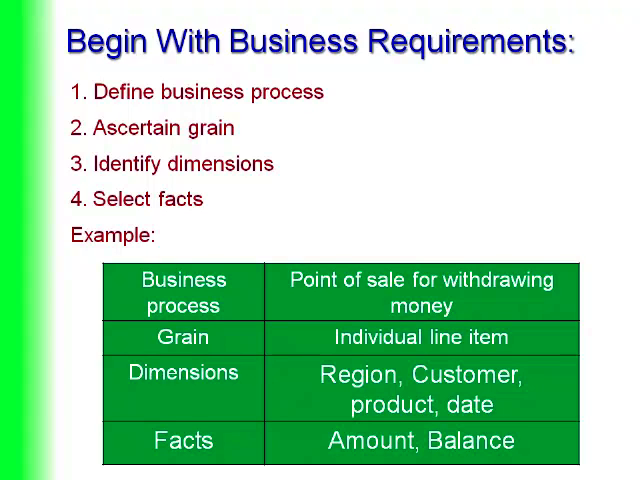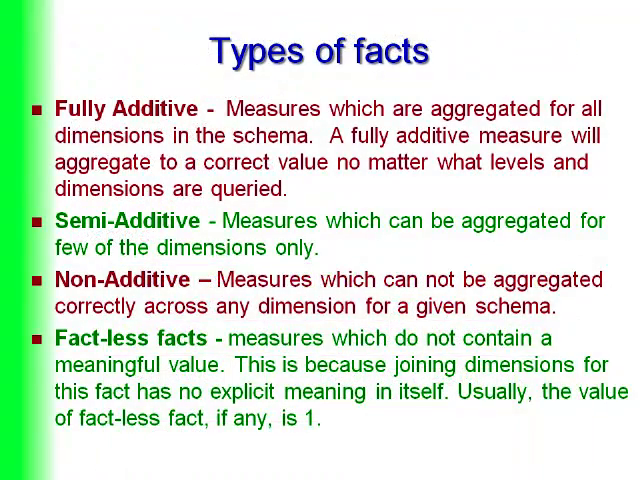For example, for point of sale for withdrawing money, the grain is individual line item. Dimensions are region, customer, product, and date. So the facts are amount, because withdrawal is the process, and balance. We now discuss what are the different types of facts that we can store in the fact table. There are 4 different types of facts to be taken into account while designing the fact table. They are fully additive, semi-additive, non-additive, and factless facts.